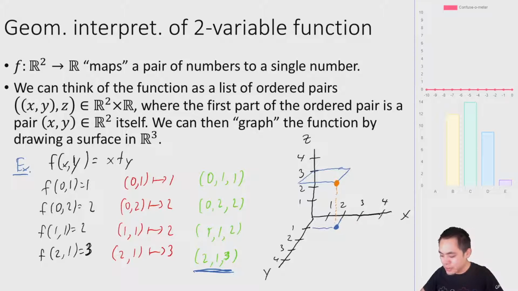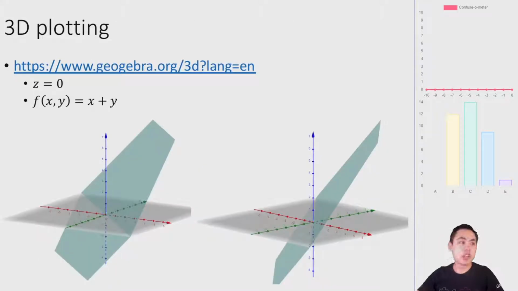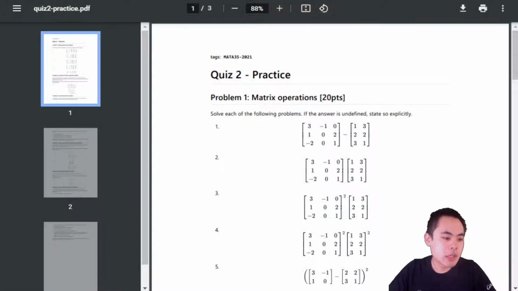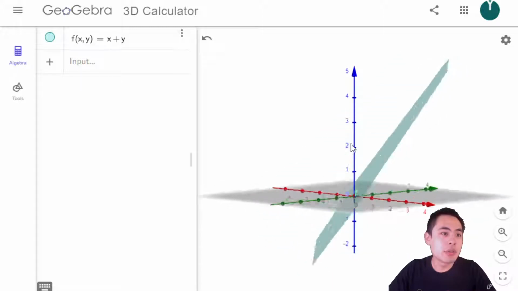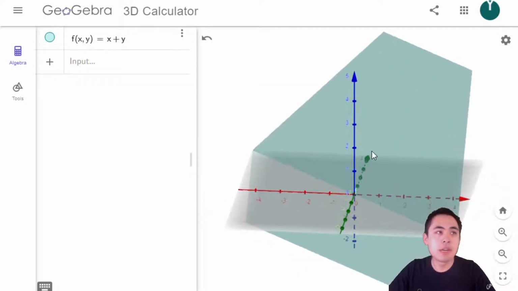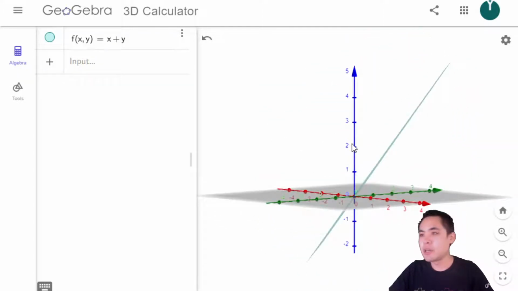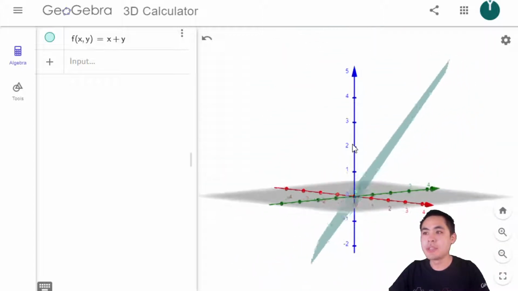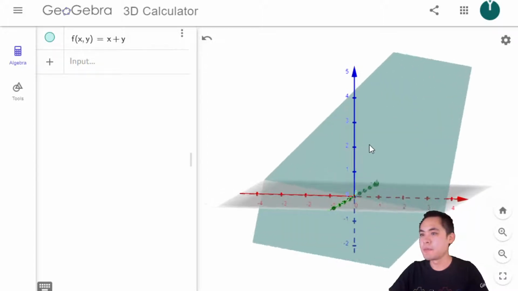What does this look like? Well, we can show it by plotting this in 3D. So let me switch over to my Chrome capture. There. So if you plug this into GeoGebra or any other surface plotting tool, you'll see that this is a plane in 3D space. Okay.